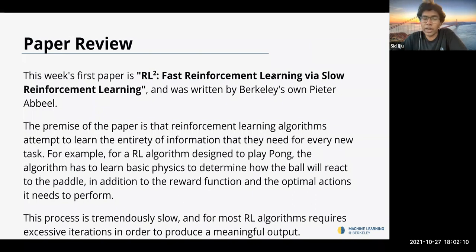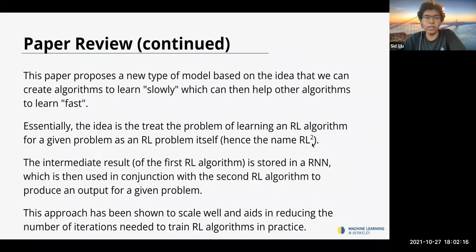And so for most RL algorithms, you require a ton of iterations in order to produce a meaningful output. The idea behind this paper is that you use a new model where you create algorithms that learn basic concepts really slowly, i.e. off of a few iterations, which can then help other algorithms learn a lot faster.